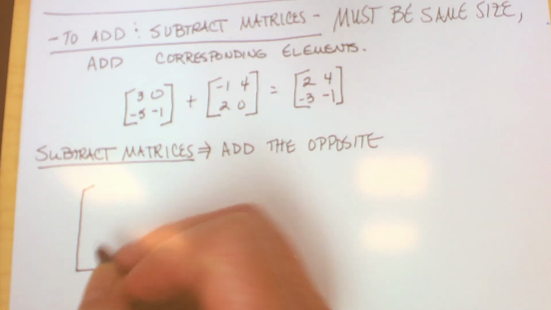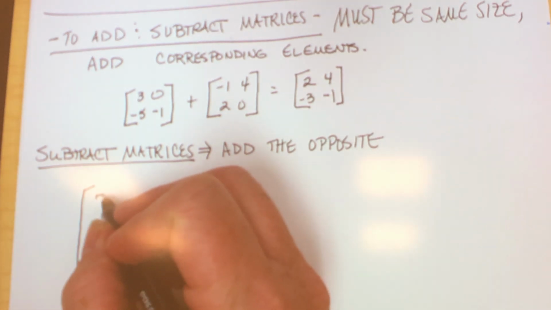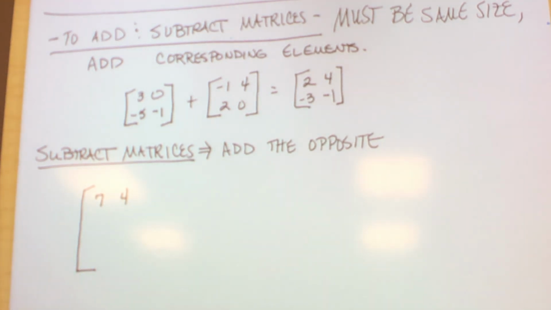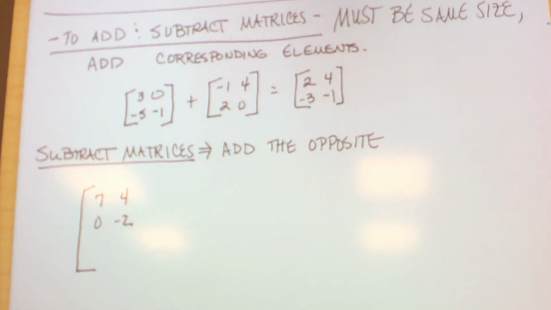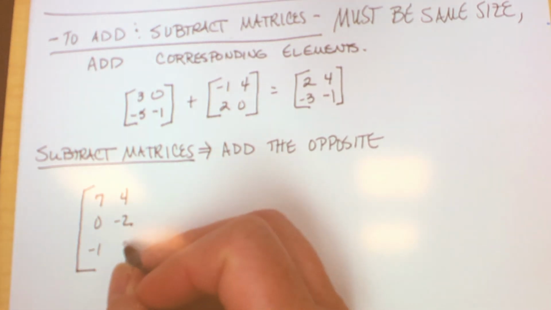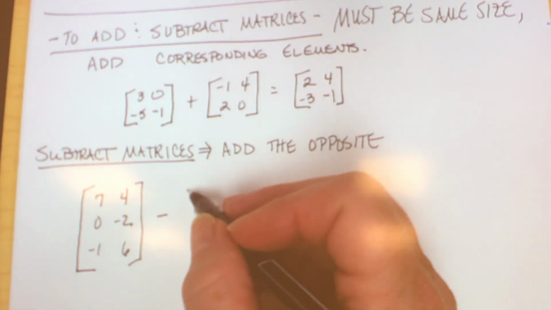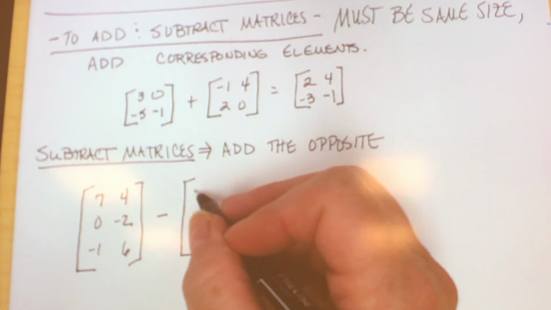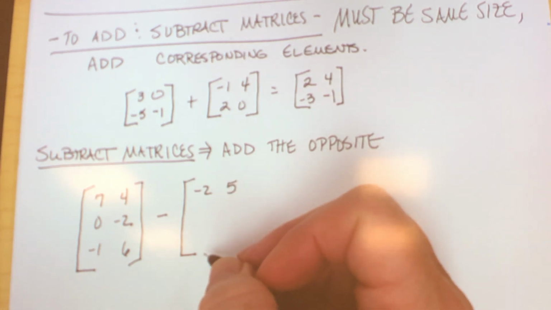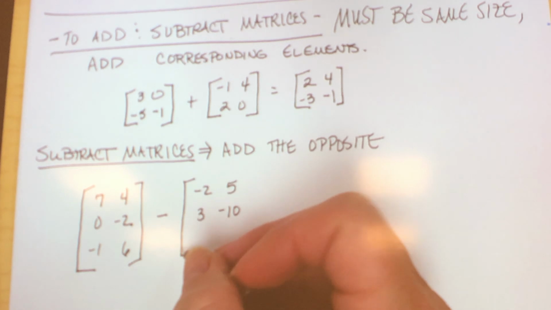All right, so here we go. The first matrix, I'm going to draw a 3 by 2. The first row is 7, 4. The second row is 0, negative 2. The third row is negative 1, 6. From that matrix, I'm going to subtract negative 2, 5, 3, negative 10, negative 3, 1.